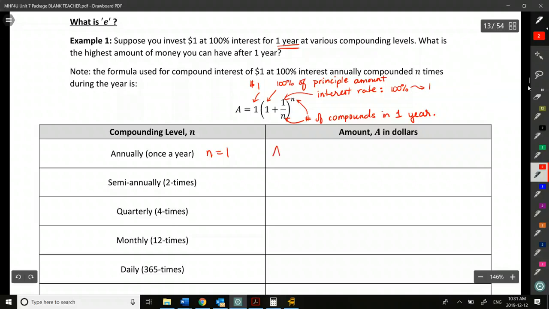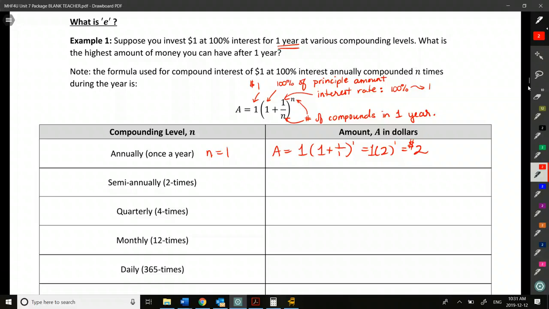Okay, so when we enter this into our formula here, we should expect to get out $2 from this. So we have 1 over 1, all to the exponent 1, and that gives us 1 times 2 to the 1, which is just 2. Okay, so as we suspected, if I get 100% interest and I just get it at the end of the year, I'm going to have double what I had before.